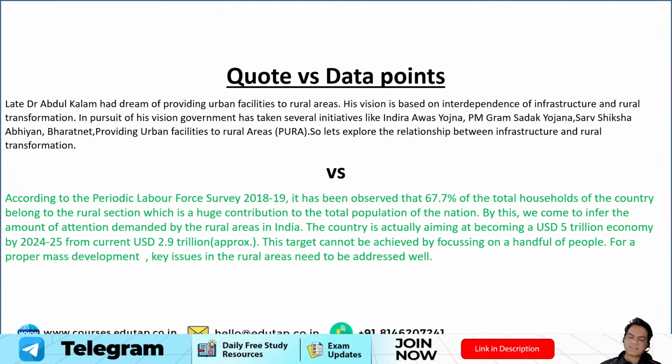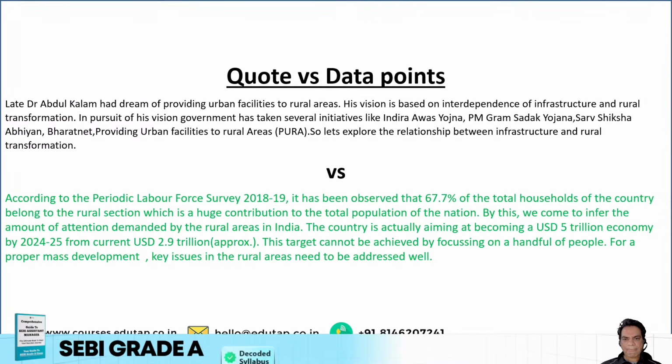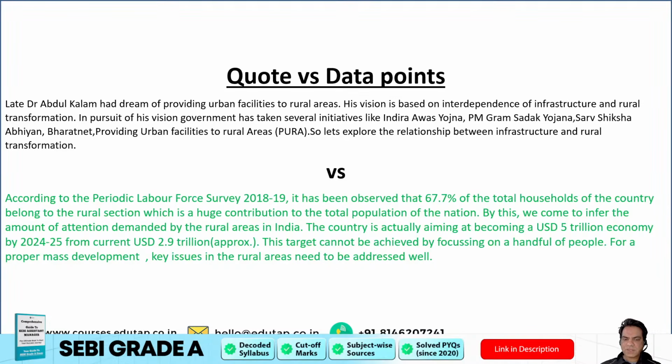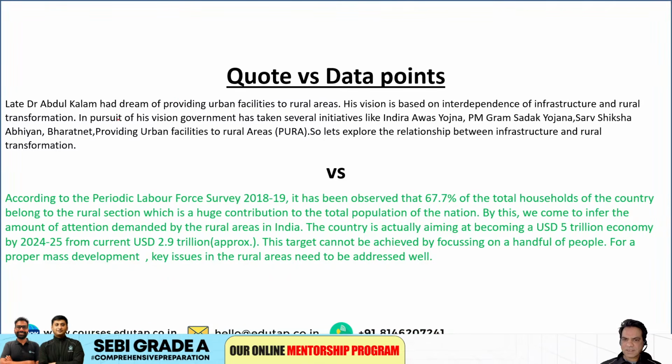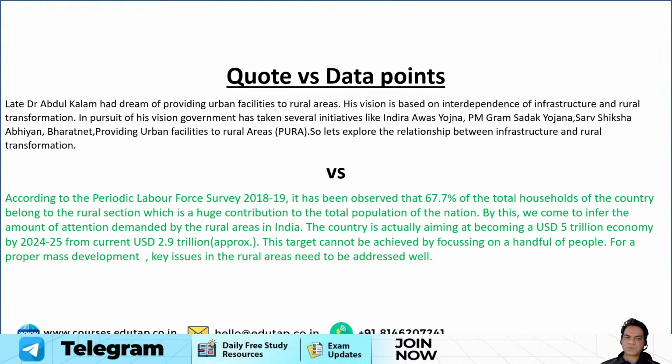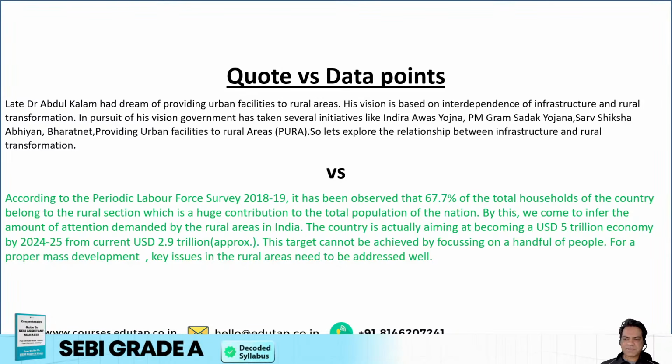First of all, let's be a judge ourselves. I've given you 2 openings for the same essay. Now you tell me which opening sounds better to you and which opening would fetch better marks according to you. Okay, so the first opening goes like this. Late Dr. Abdul Kalam had a dream of providing urban facilities to rural areas. His vision is based on interdependence of infrastructure and rural transformation. In pursuit of his vision, government has taken several initiatives like Indira Awas Yojana, Pradhan Mantri Gram Sadak Yojana, Sarva Shiksha Abhiyan, BharatNet, providing urban facilities to rural areas, which is PURA. So let's explore the relationship between infrastructure and rural transformation.